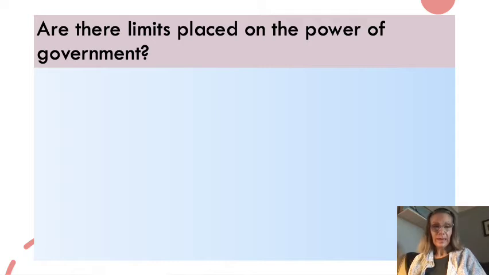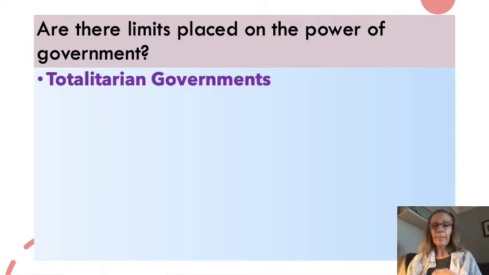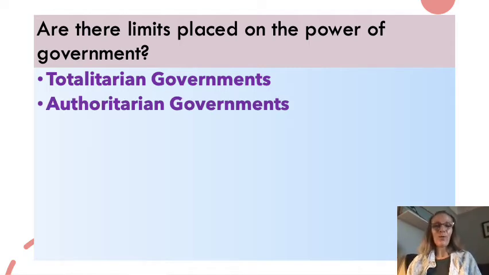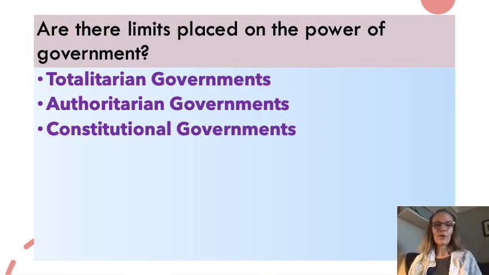And so we're going to be taking a look at three major forms of government as it relates to how much power governments have. We're going to take a look at totalitarian governments, we're going to look at authoritarian governments, and then we're going to look at constitutional governments. And so let's look at these in more detail on the next slide.